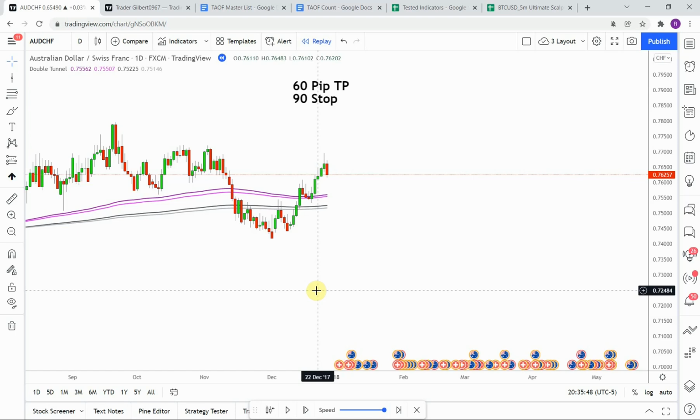Today we will be testing the Vegas double tunnel indicator.